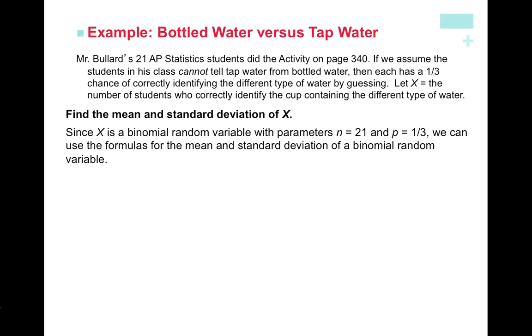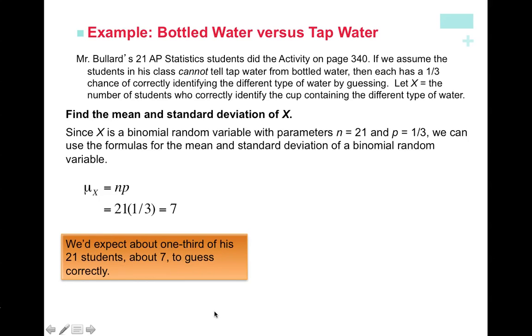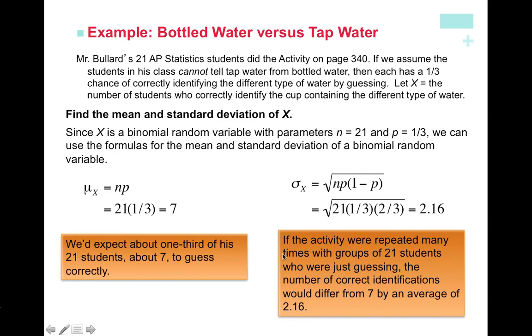So we have this binomial distributed random variable x. The mean will be 21 times 1/3, or 7. We'd expect 1/3 of his students to guess correctly. The standard deviation is 2.16. The interpretation of that is if we repeated this activity many times with groups of 21 who were just guessing, the number of correct identifications would differ from the mean an average of 2.16.